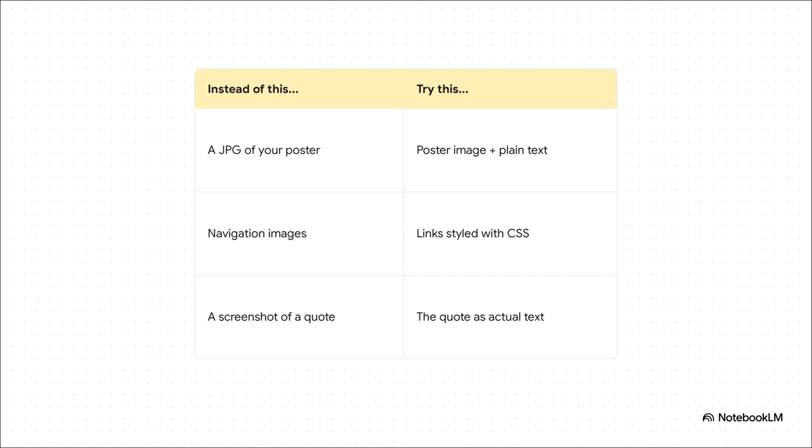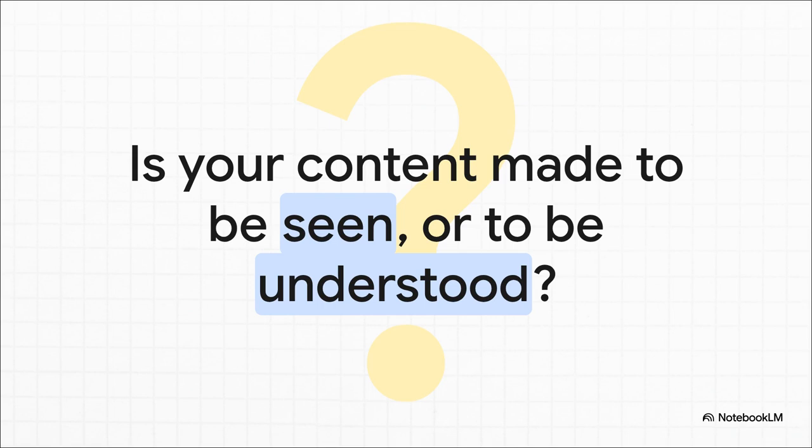So let's make this super practical, right? Instead of only posting that JPEG of your event poster, post the image, sure, but then type out the key details right below it. Instead of making your navigation buttons out of images, just style some real text links with code. And when you want to share an awesome quote, just type it out instead of posting a screenshot. Easy.